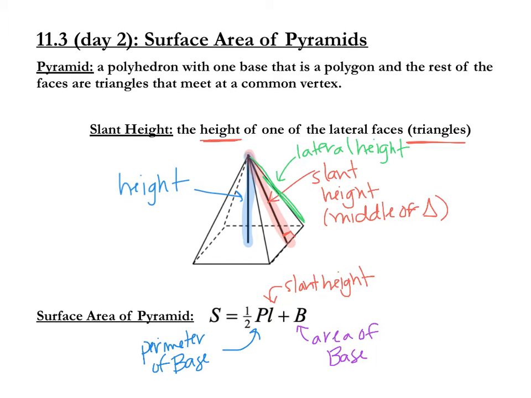Okay, and then one other quick note about this formula. This formula only works when it's a regular figure. So it has to be a regular pyramid to be able to use the shortcut formula that we have here. If it's not a regular pyramid, you actually have to find all the surfaces separately. But since it's a regular pyramid, meaning all the sides of the base are congruent, then we can use that shortcut formula.